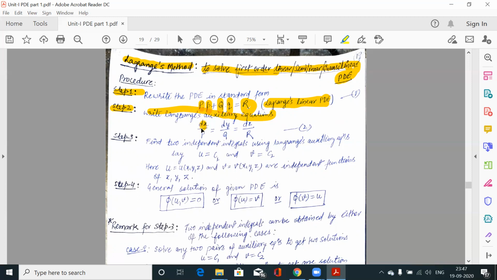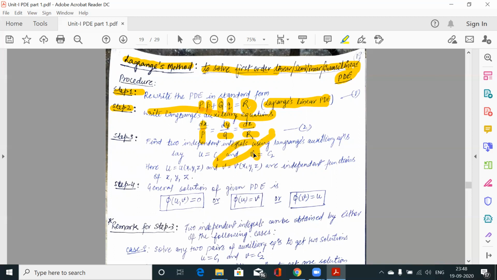This is dx over capital P is equal to dy over capital Q and dz over capital R. So this is Lagrange's auxiliary equations. These three equations, dx over capital P. So whatever capital P is, we will write over dx over P in the denominator of dx, and whatever is capital Q, we'll write as the denominator of dy, and capital R as the denominator of dz. So these are Lagrange's auxiliary equations.